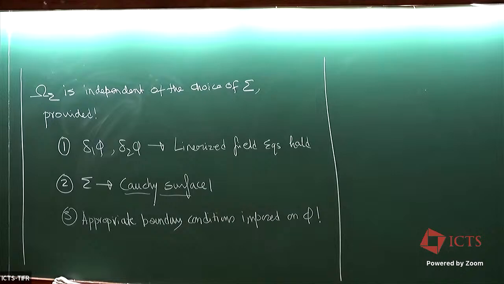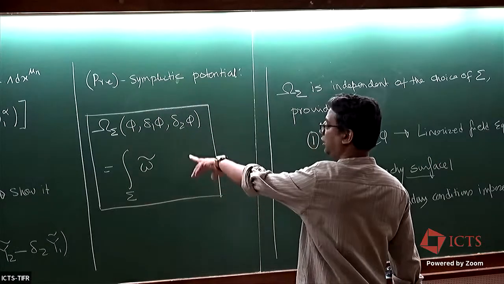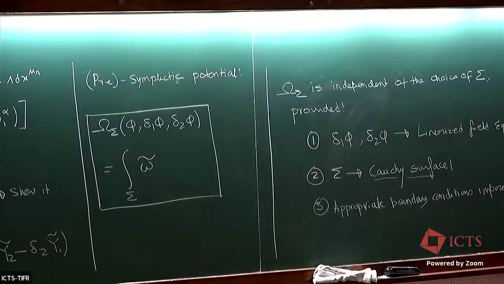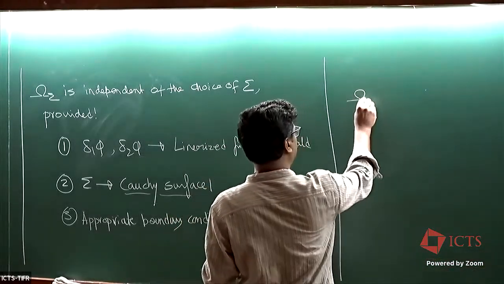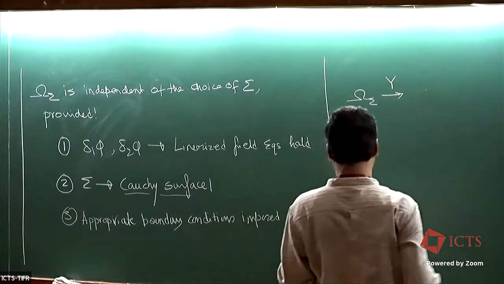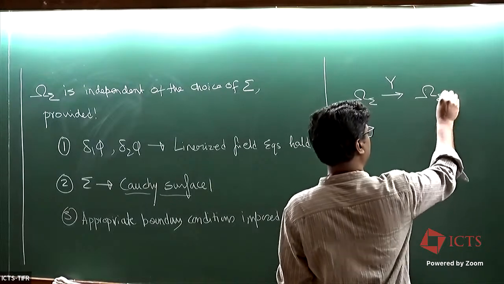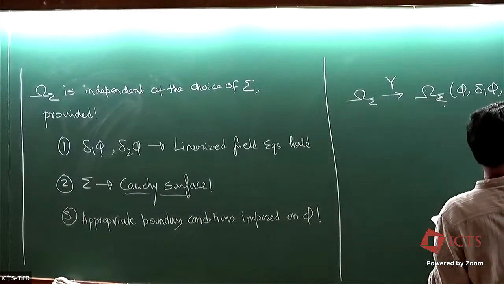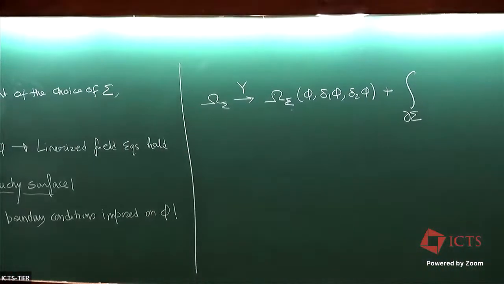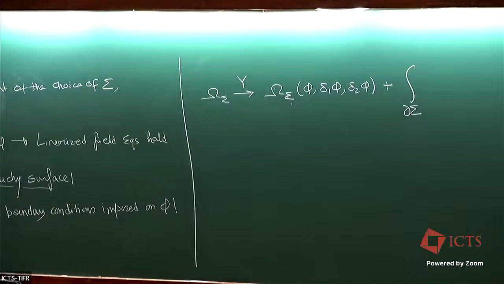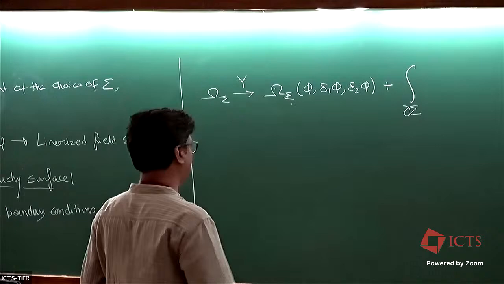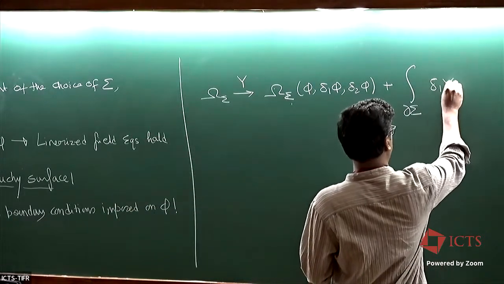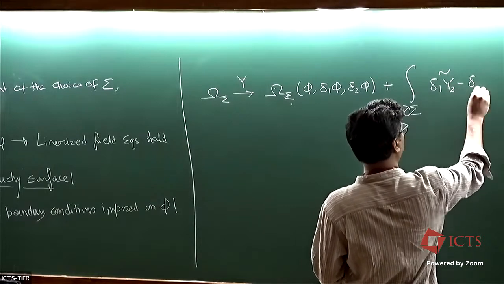Let me again emphasize that there are ambiguities in small omega. Therefore, those ambiguities will percolate into ambiguities in capital Omega. Obviously. For example, because of the Y ambiguities, this will transform to the same good old expression with Y, delta 1 phi, delta 2 phi. But then for the other ambiguity, you can clearly see there is a delta d. So if I integrate it, by Stokes theorem I'll get values on the boundary, with delta 1 Y and delta 2 Y.